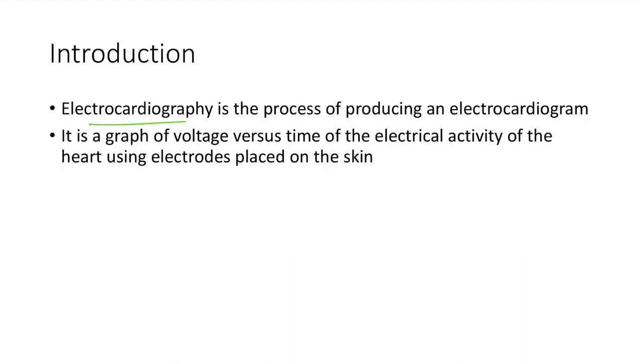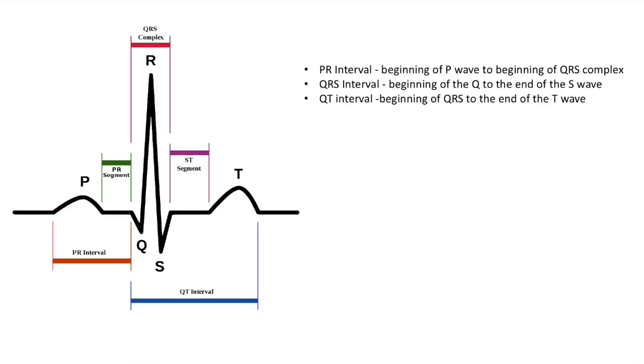Electrocardiography is the process of producing an electrocardiogram. It is a graph of voltage versus time of the electrical activity of the heart using electrodes placed on the skin. This picture shows the normal parts of an ECG. The various waves are P, Q, R, S and T.